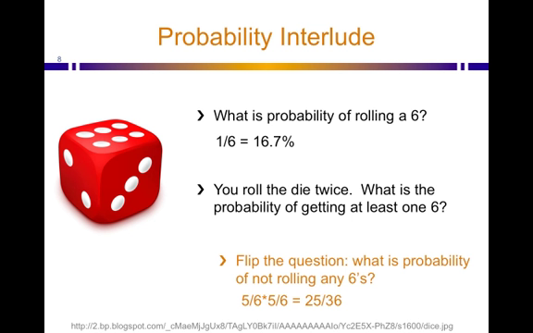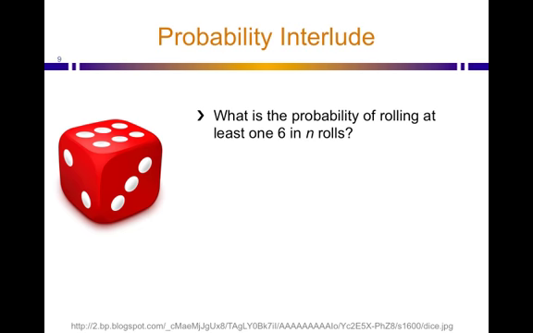So if there's a 25/36 chance of not rolling any 6s, now we can go back and answer our question about what's the probability of getting at least one 6. It's just 1 minus that, or about 30.6%, 11/36. Well, we could extend that out to say, what's the probability of rolling at least one 6 in n rolls?